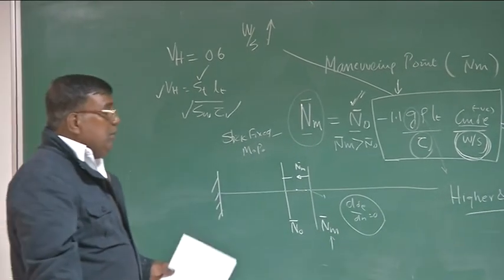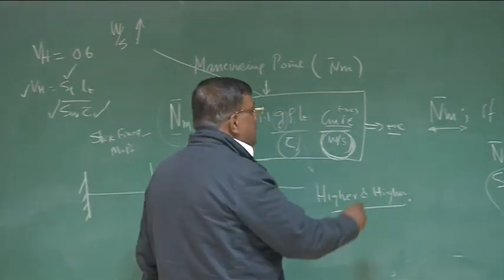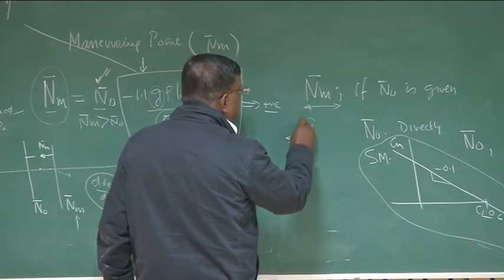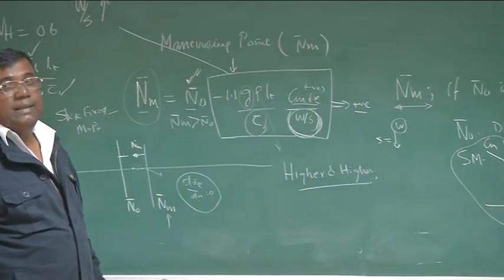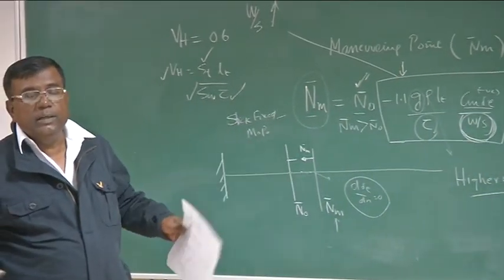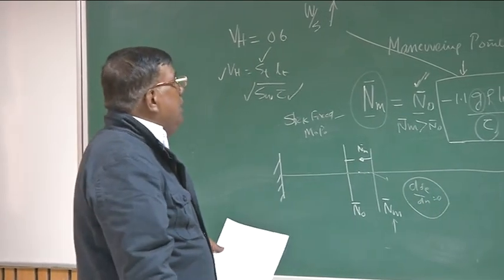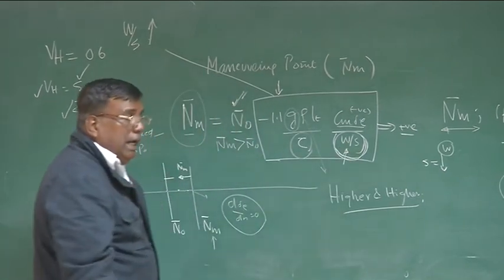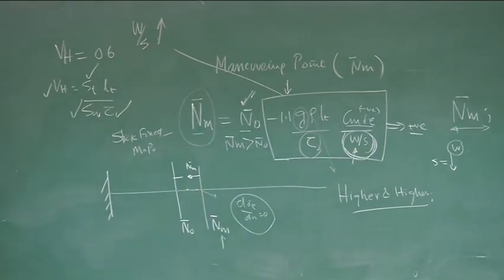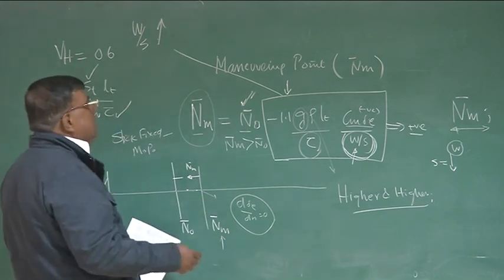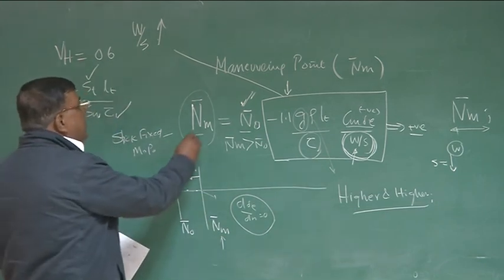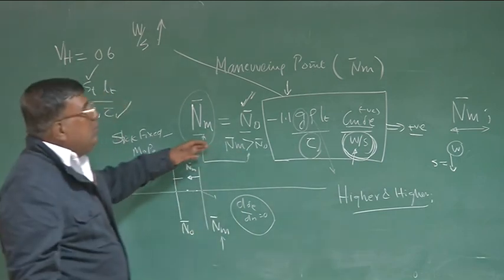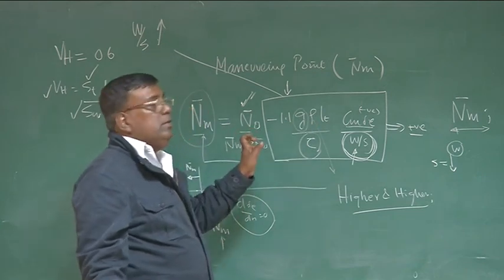What is the meaning of W by S increasing? It means S is going down for a given W. Right? Then only W by S increases. Smaller area, larger weight. Typically a high speed airplane. So you'll find a high speed airplane will have larger W by S compared to a glider, and hence as I go on increasing the W by S, the difference between Nm and N0 will shrink. As we are seeing, as I go to higher and higher altitude, the difference also shrinks.